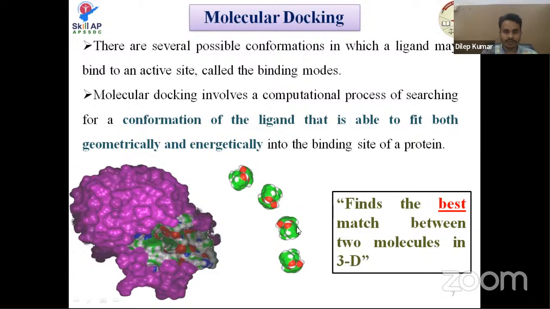Okay. The most stable form of the molecule we will identify using these molecular docking studies, and we can see how it can fit into this particular receptor. So it will find the best match between the 2 molecules in 3-dimensional space. Right. That is why we call it geometrically and energetically.